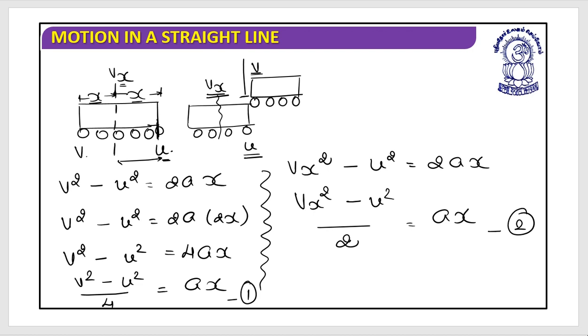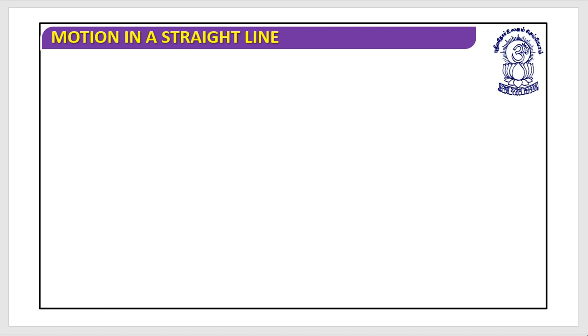If you look at this very carefully, on both sides I am having an a into x. So I can relate these two relations. If I relate them, what I can have is (v square minus u square) divided by 4, which was the first relation, should be equal to (Vx square minus u square) divided by 2. So 2 twos are 4, and let's solve it.